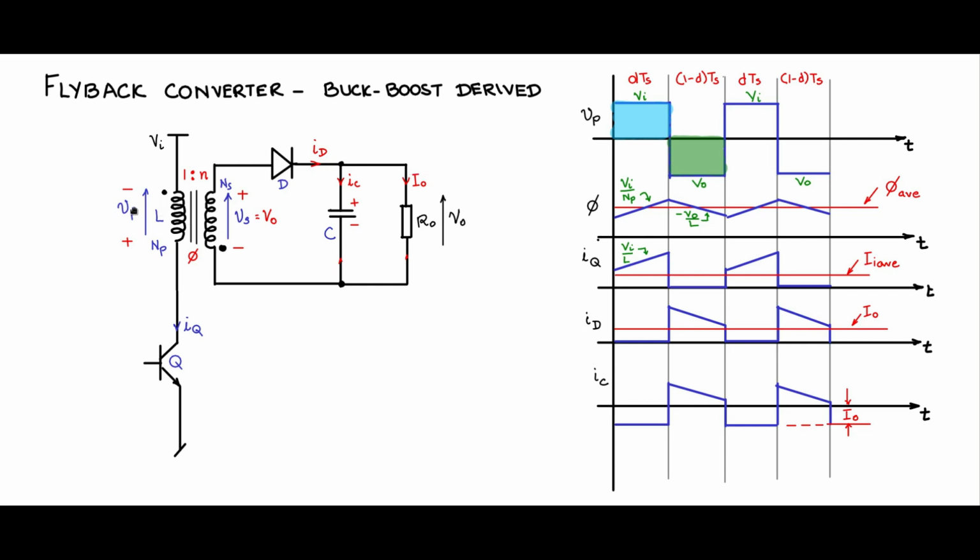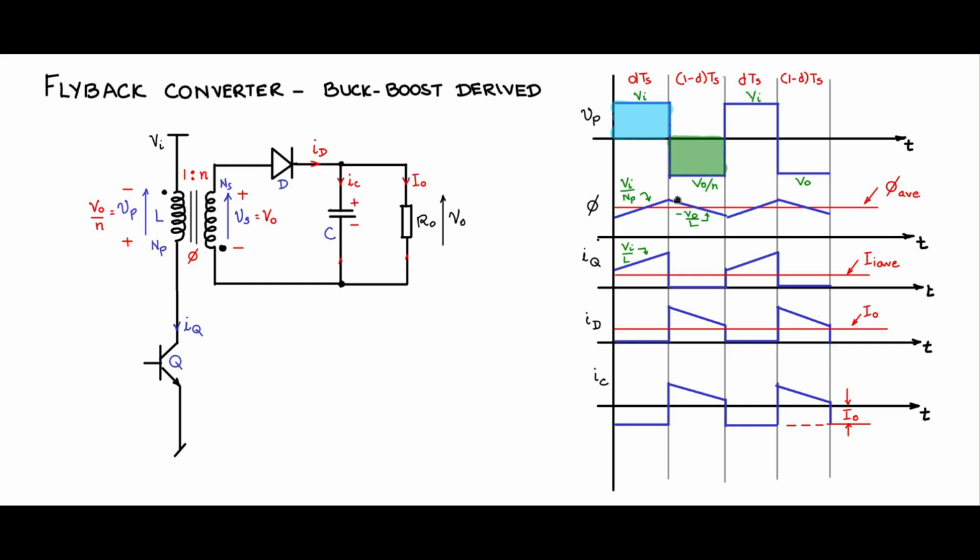And what will be Vp? Vp will be V0 by N, because there is a 1:N turns ratio. And how does it reflect onto the waveforms? You will see that the Vp waveform during 1 minus d Ts will go negative, but the amplitude of that voltage across Vp will be V naught by N. So let us mark that V naught by N.